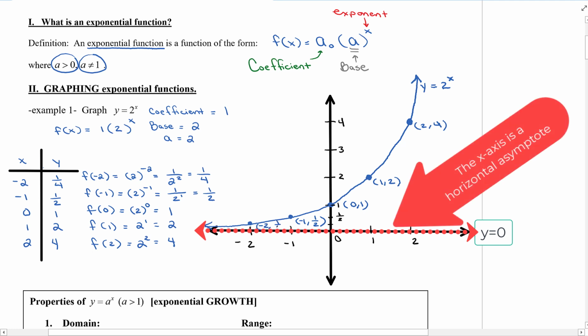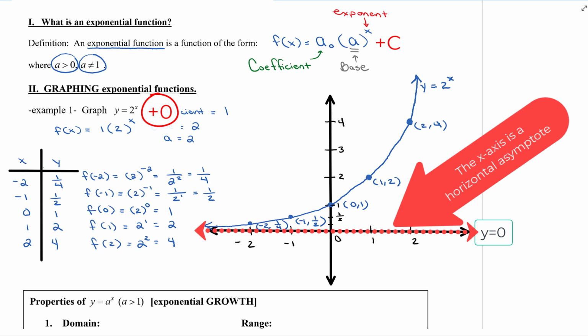Now you are going to see a dotted red line appear over the x-axis. This represents the horizontal asymptote y equals 0. You can find the horizontal asymptote by identifying the constant being added to the exponential function. In our function y equals 2 raised to the x power, there is an imaginary plus 0 being added, therefore representing the equation y equals 0.